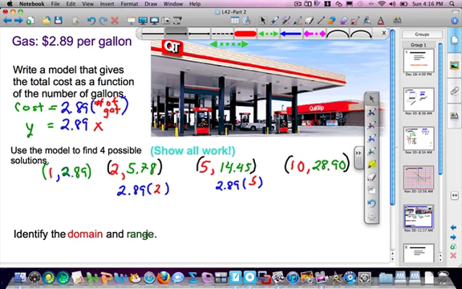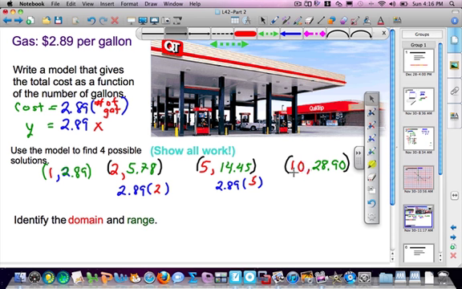Now let's take a look at our situation. We found 4 possibilities, different amounts of gas that we've purchased and their corresponding prices. It says to identify the domain. In this case, we know that the domain is the number of gallons of gas that we're purchasing, but they want us to be a little more specific. They want us to talk about the numbers that we can use.